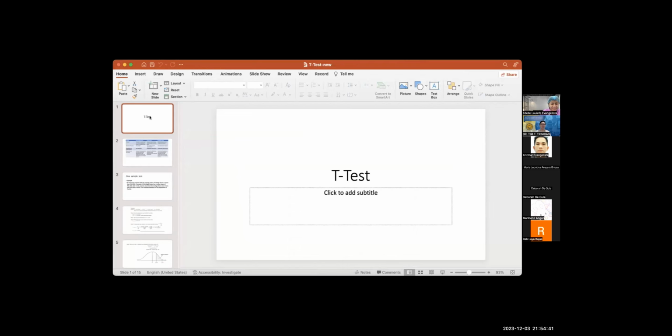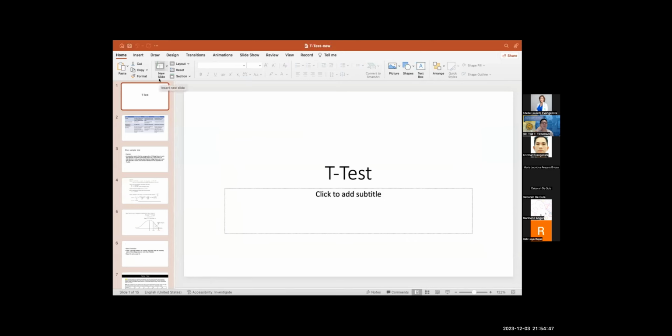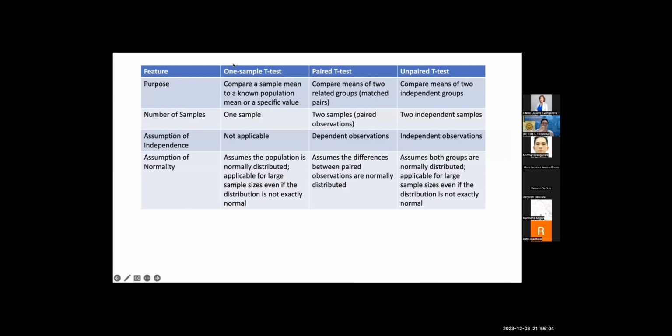Explain ko lang, Doc. Okay, I'll try to explain the best way I understand it also, Doc. So for the t-test, I mentioned a while ago that it's the most simple inferential statistics, and it's used to assess whether there's a significant difference between the means of two groups. So specifically we have three under the t-test: the one sample t-test, the paired t-test, and the unpaired t-test. So for the one sample t-test, in this table, I differentiated the three.